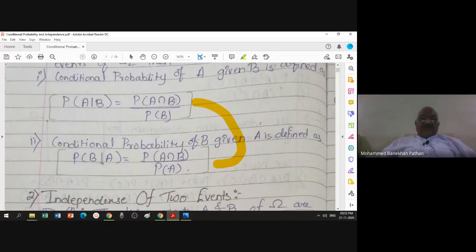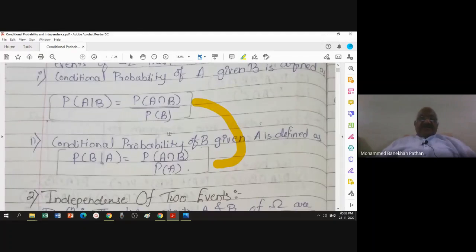So there will be natural condition on both definitions. If I look at this definition, probability of B should not be 0. That means B should not be empty. If I look at this, probability of A should not be 0. That means A should not be empty set. A should not be null set.